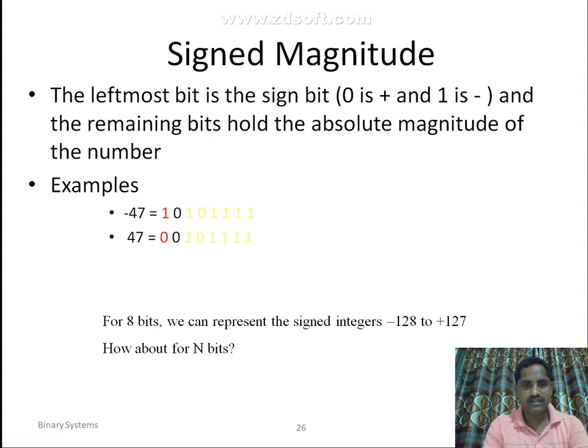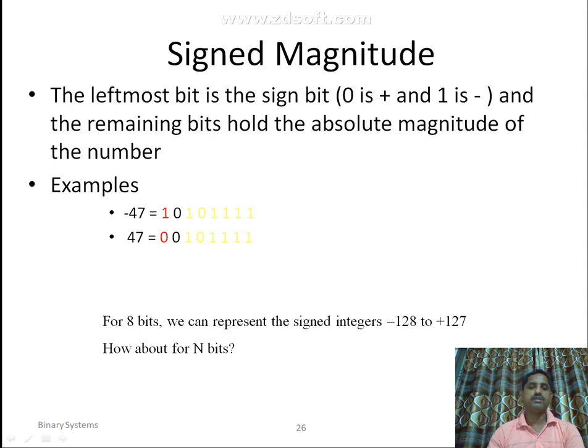See here, 47. 2, 4, 8, 16, 32, that is 47, but here we can assign minus: the sign bit is 1, so it is minus, and if the sign bit is 0, it is positive. Okay, 1, 2, 4, 8, 32, 15 plus 32 is 47, but you can assign the sign bit as 1 to make it negative. See here, 0 is plus and 1 is minus.